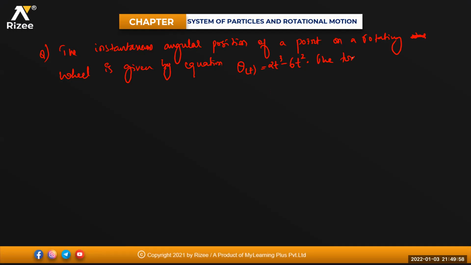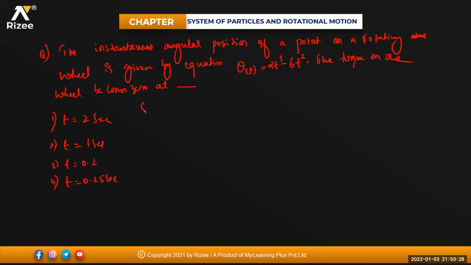The question is, the torque on the wheel becomes 0 at what time? Options given are: t equals 2 seconds, t equals 1 second, third one t equals 0.2 seconds, and fourth one t equals 0.25 seconds. Can anyone try it?